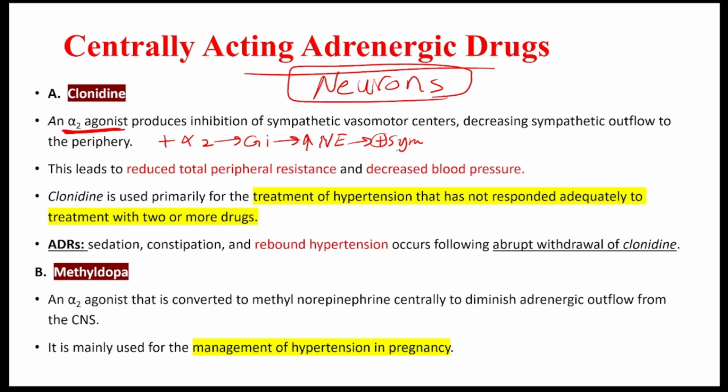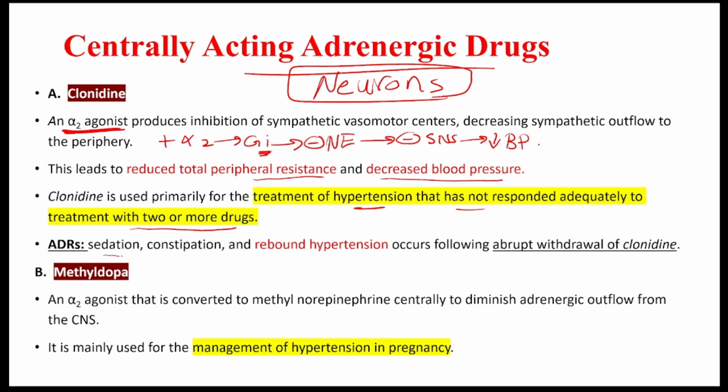Okay, what do you think here? Gi means inhibition, so it inhibits the release of norepinephrine and inhibits the sympathetic nervous system, and for this reason decreases blood pressure. This medication reduces peripheral resistance and decreases blood pressure. Clonidine is primarily used for the treatment of hypertension. For patients who do not respond to 2 or 3 medications, we try to use clonidine. Clonidine is not the first drug of choice.